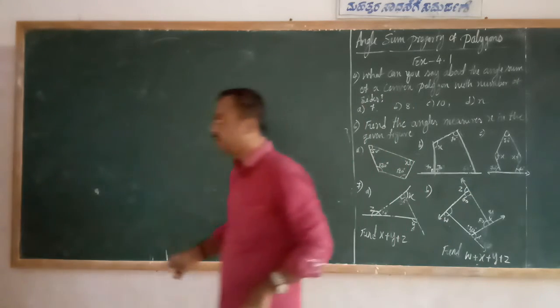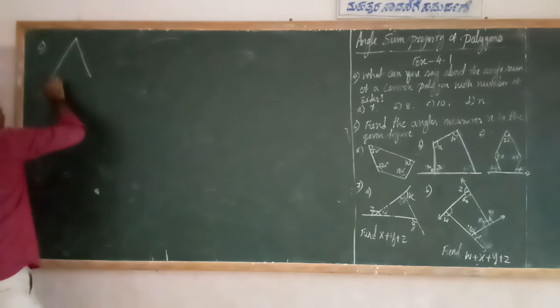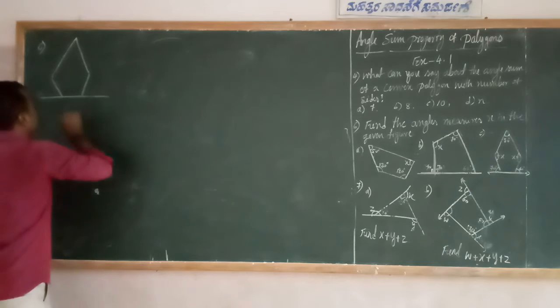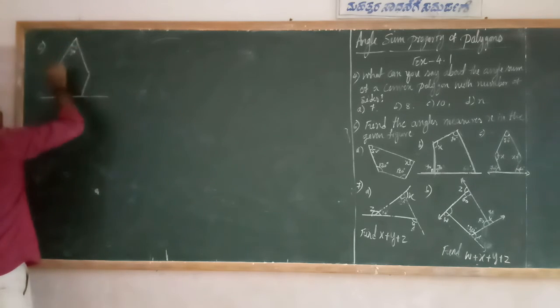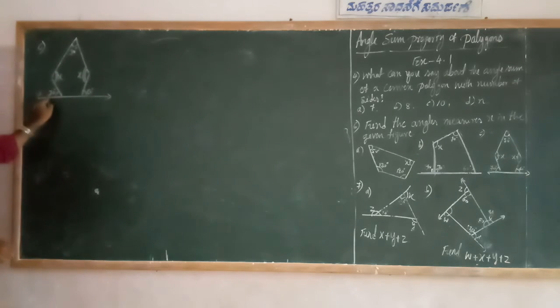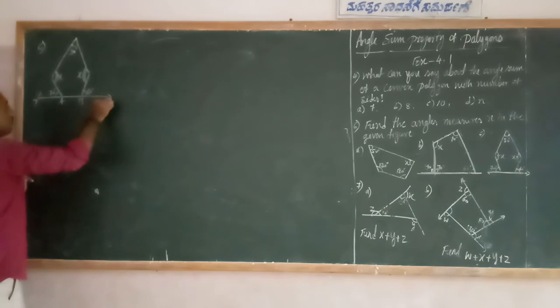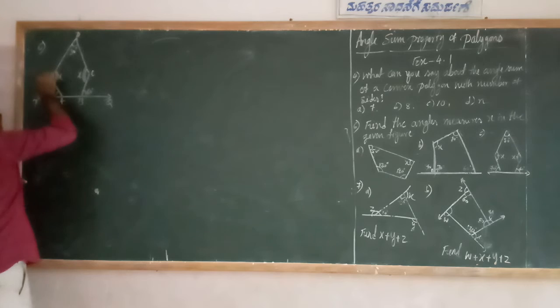I will go to the C question, students. In that, this is 30 degrees. So these two angles are equal. This is 70 degrees and this is 60 degrees. So we have to calculate the x value. See students, I will use here A, B, this is P and this is Q. So this is C, D and this is E.